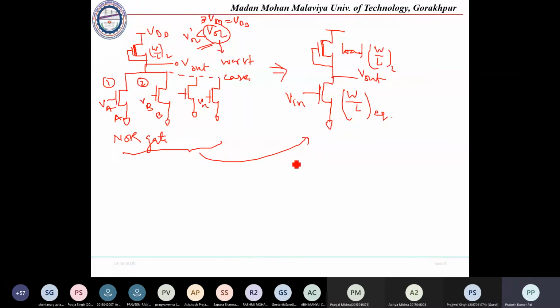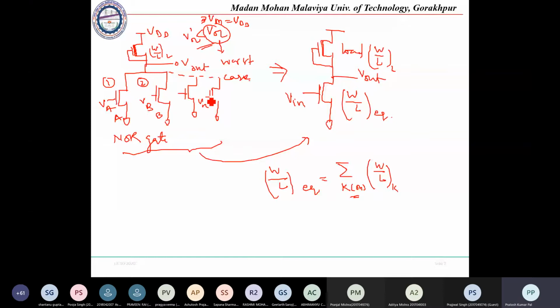So here W by L equivalent is given to be the summation of W by L of K. So here suppose n number of inputs are there. Out of this n number of inputs, if K number of input transistors are on, then we will be representing it with this formula. So forget this on term. Okay, so if K out of n transistors are connected in parallel, then it will be represented in an equivalent W by L ratio with this formula.